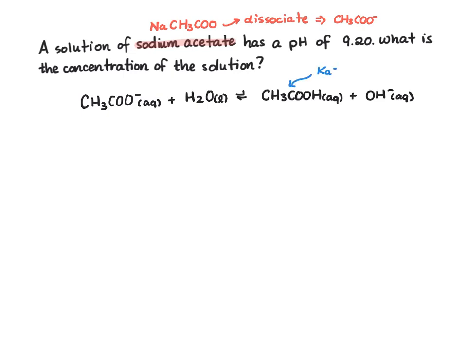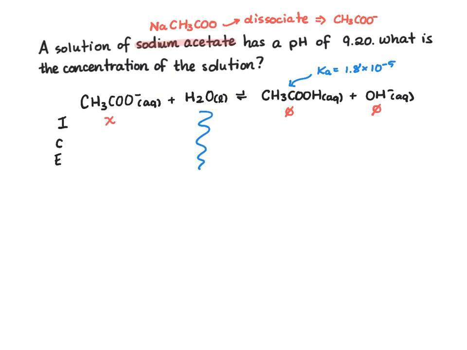Now, we're going to quickly, at the beginning of this, look up the Ka of acetic acid, of its conjugate acid. And the Ka is 1.8 times 10 to the negative 5. So we're going to need that for our calculation. We're going to set up our ICE table, and as usual, we're going to just ignore that water exists. So we don't know the initial concentration of CH3COO minus, so we're going to set that as X. We know that we don't have any acetic acid or hydroxide to start.